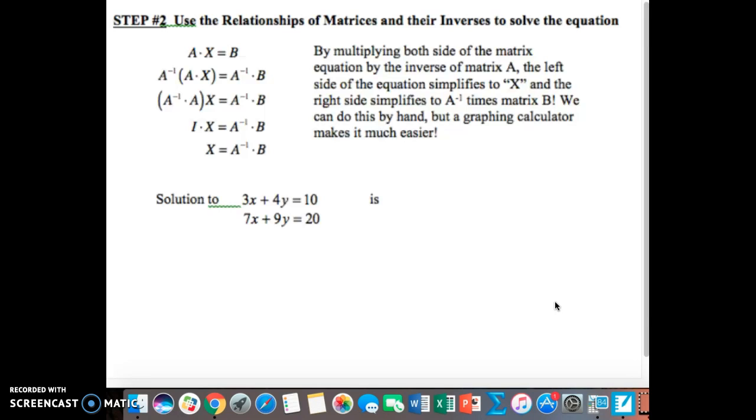So the solution to the linear system, 3x plus 4y equals 10, and 7x plus 9y equals 20, is the matrix X, which is x, y, equals negative 10, positive 10. So this tells us that x equals negative 10 and y equals positive 10.